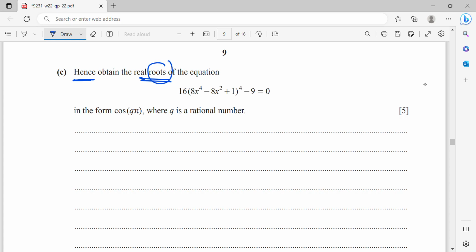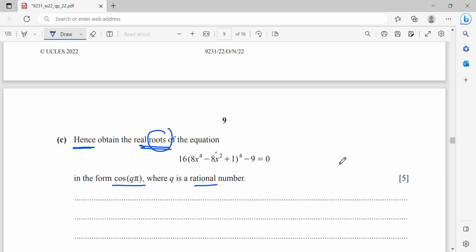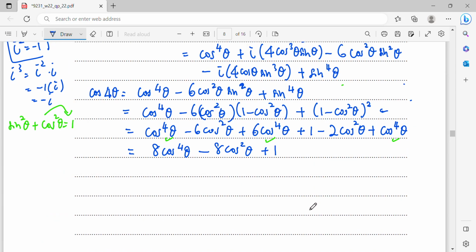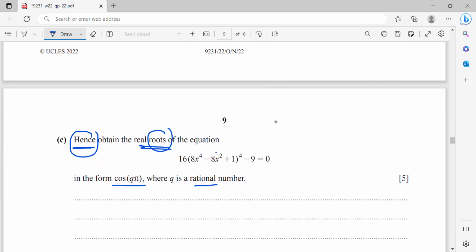So the roots here is basically the x, okay? Because that is the only variable in the equation. Now you have to find the x in the form cos q pi, where q is a rational number. So when you refer back to the previous question, because of this word hence, just now we have proven cos 4 theta in terms of cos theta. The first term, degree of cos theta is 4. Second term is 2. So that means this is similar to the terms inside the brackets here. Degree 4, degree 2, and 1.